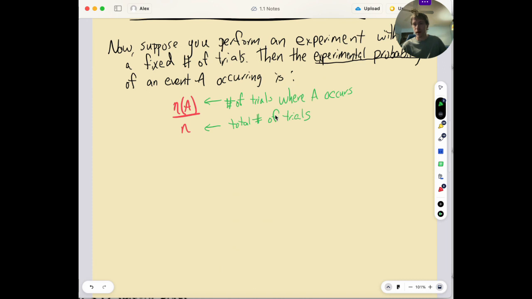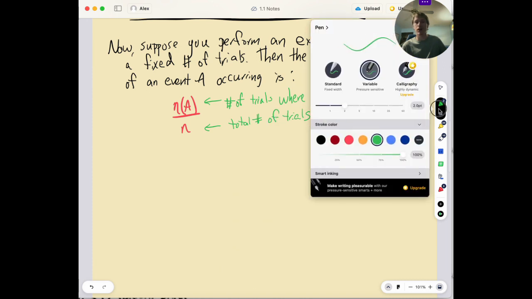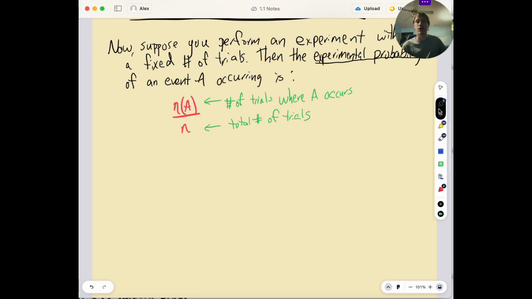Okay, so you might be wondering then, is there a connection between these two probabilities? And the answer is yes. So we're going to go ahead and say, for large n, remember n represents the number of trials, for large n, we have that the probability of A occurring, that theoretical probability, is on the same level as this experimental probability.